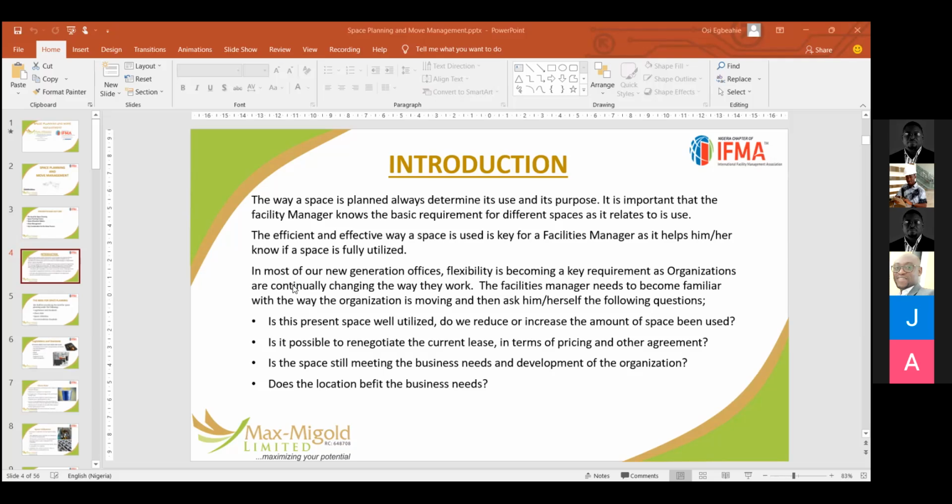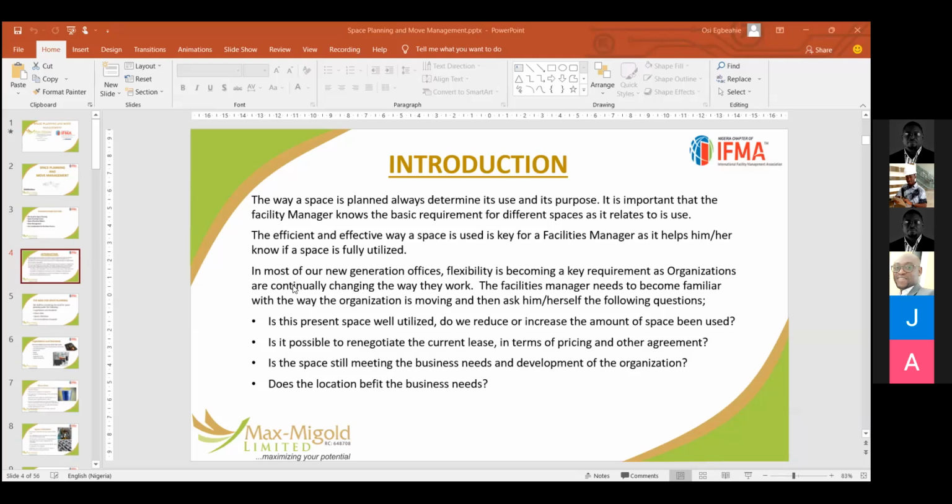And most of the time, there's a clause that facility managers should always put in their lease agreement. That clause is the sublease clause, so that it gives you the right to sublease the space when it becomes too big for you to run your business.